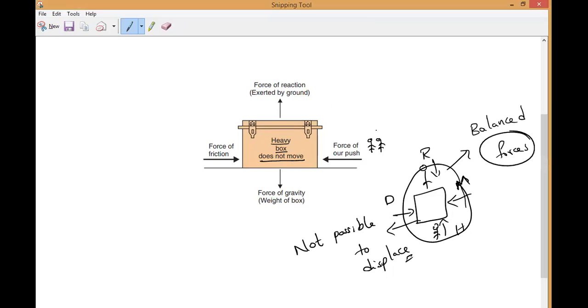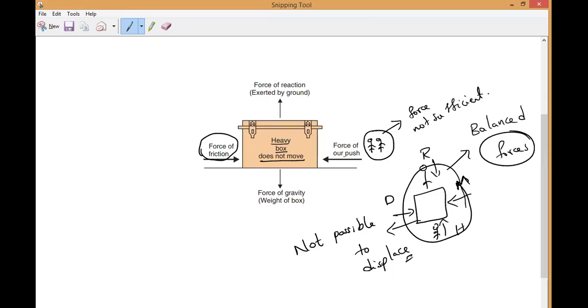Maybe their force is not sufficient. Understand, Hari? The force applied by these two is not sufficient. Why is it not sufficient? Because it is being balanced by what, guys? Please respond. The force of friction. The force of friction. Understand?